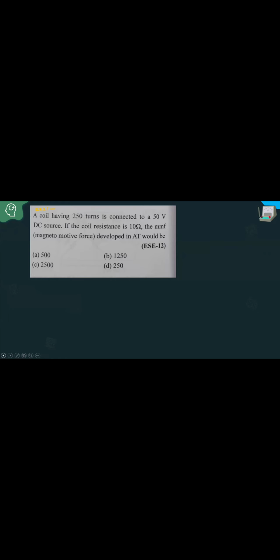A coil having 250 turns is connected to a 50 volts DC source. If the coil resistance is 10 ohms, the MMF developed in ampere turns would be how much? That is option B. Is it correct? Yes. Very good, sir. Option B, that is 1250 ampere turns, is correct.